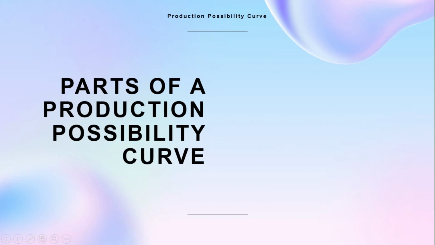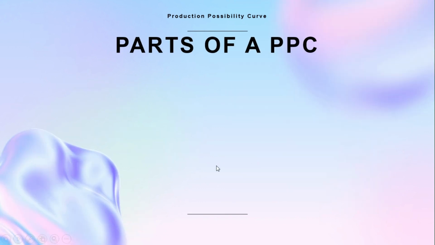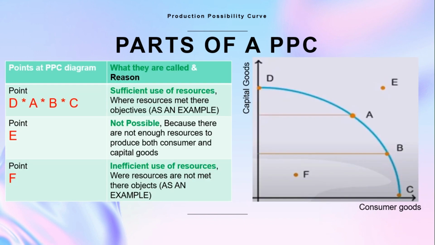If you didn't know, a PPC is a diagram, and the diagram looks like the following picture. Now we will examine the parts of a PPC. From the picture, we can tell there are three parts to a PPC. The first is inefficient use of resources, where resources do not meet their objectives. As an example, this is point F. Next is efficient use of resources, where resources meet their objectives. As an example, these are points D, A, B and C on the diagram of the PPC.